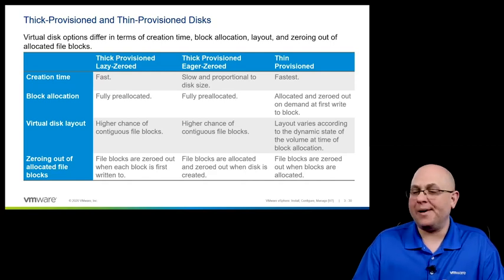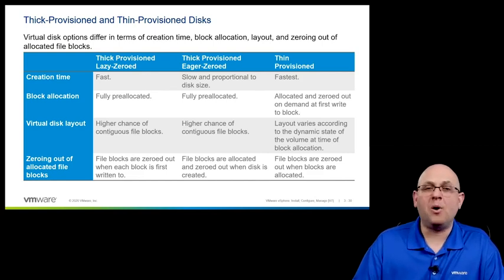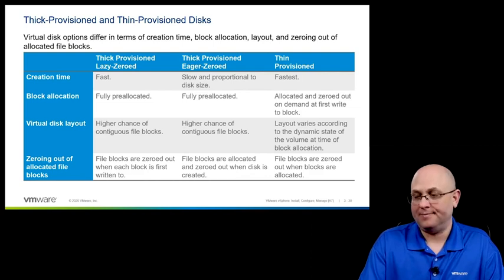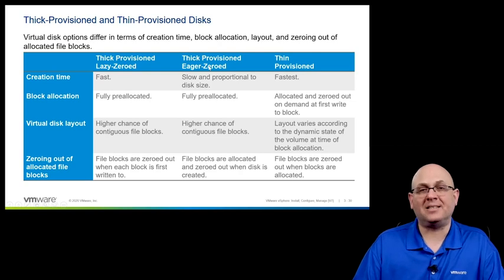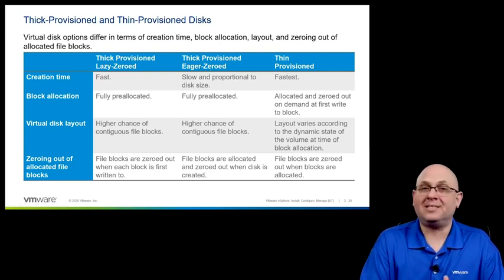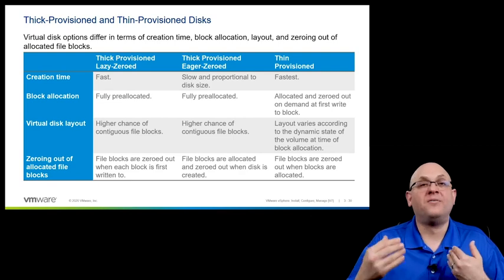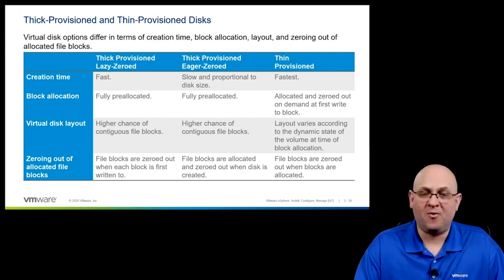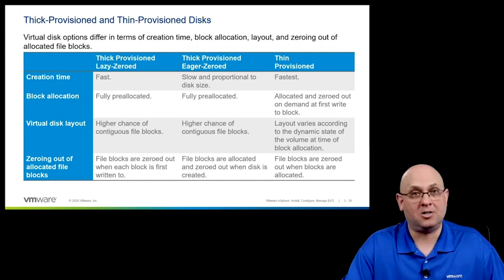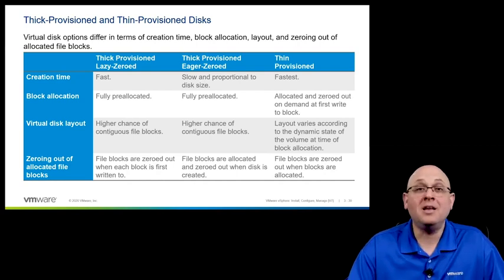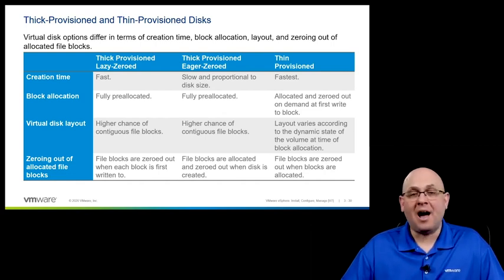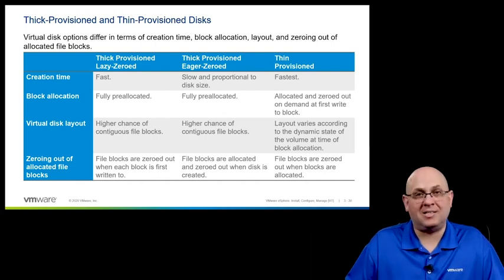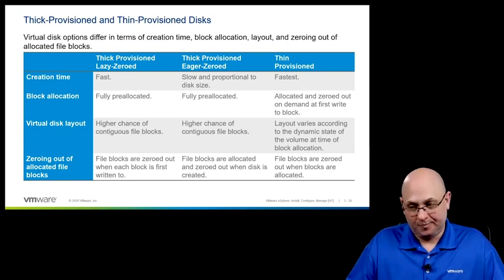When it comes to zeroing out the blocks on a thick, lazy zero disk, the blocks are zeroed out upon first write. Now, when it comes to a thick, eager zero disk, the creation time of that disk is actually pretty slow. We have to zero out all of those blocks. Think full format. How long does it take to format a full, what if it was really large, 20 terabyte virtual disk? It can take quite a bit of time. We will pre-allocate those blocks. We have a very high chance of contiguous file blocks if we're using spinning disks.